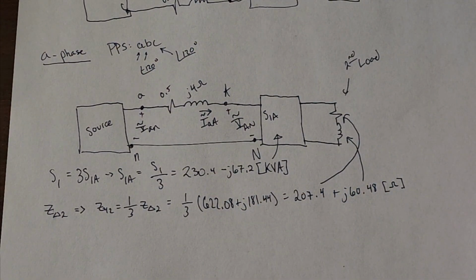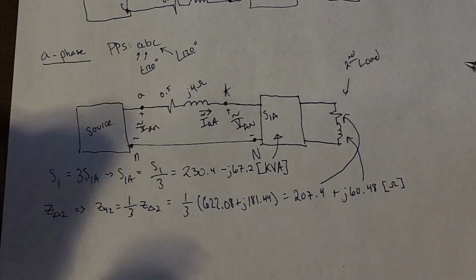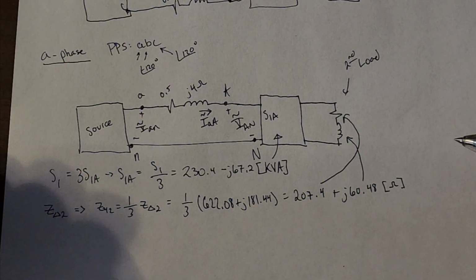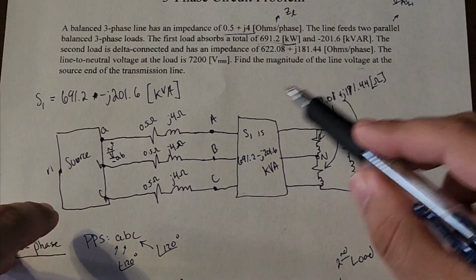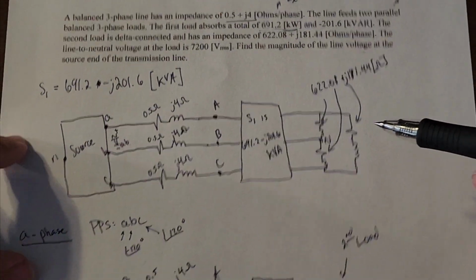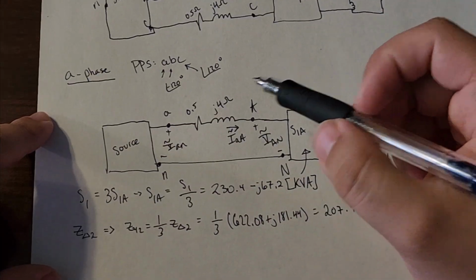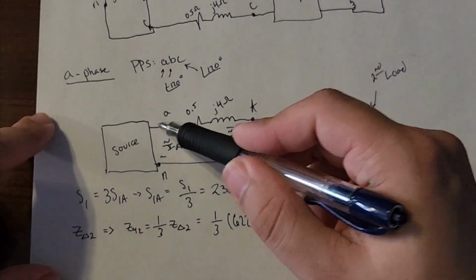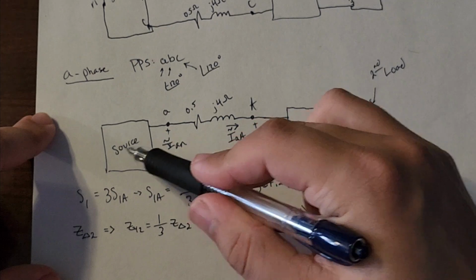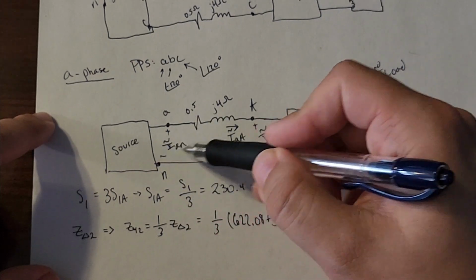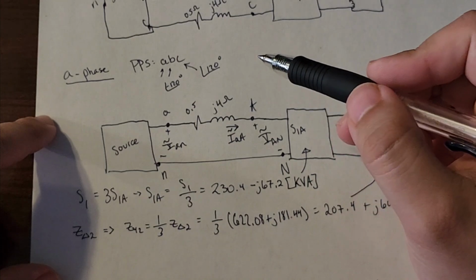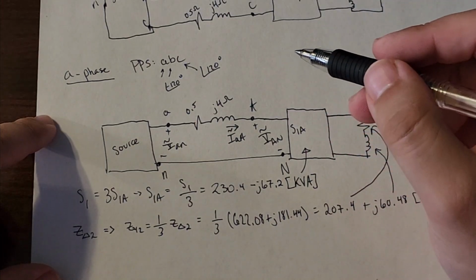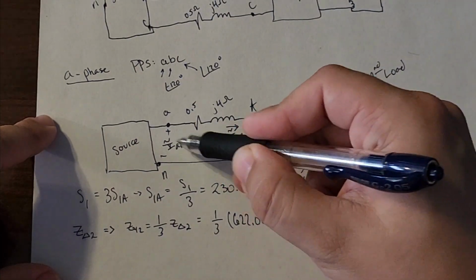What do we do now? What are we trying to find? Why did I even do this? Well, something that we want to find is the magnitude of the line voltage at the source end of the transmission line. So if we go to our A phase, source end of the transmission line, this is the source end. We want to find the line voltage. Okay, VAN, this is the phase voltage. To go from phase to line, we have to multiply by √3 and angle 30 degrees. So we need this somehow.